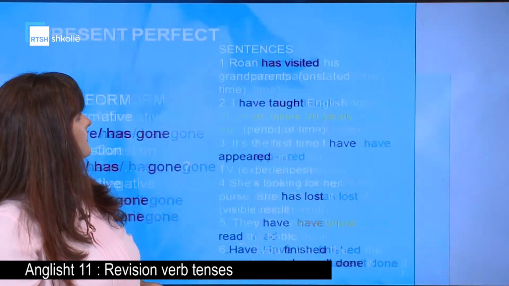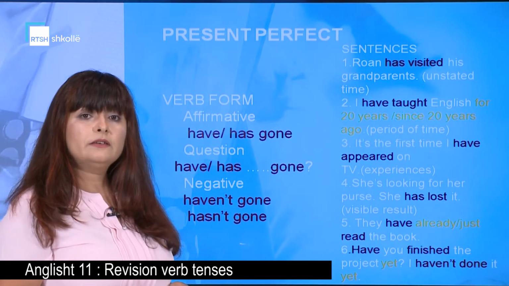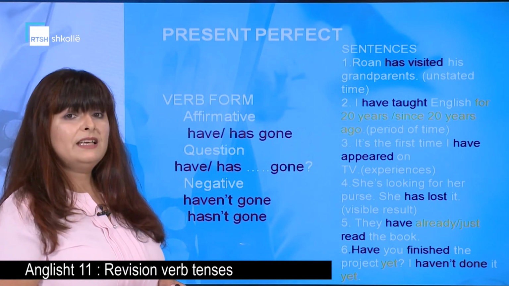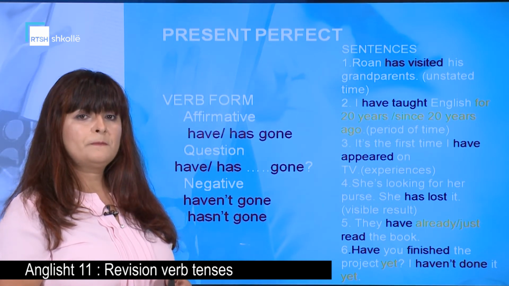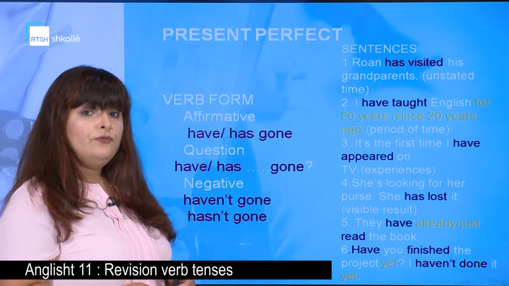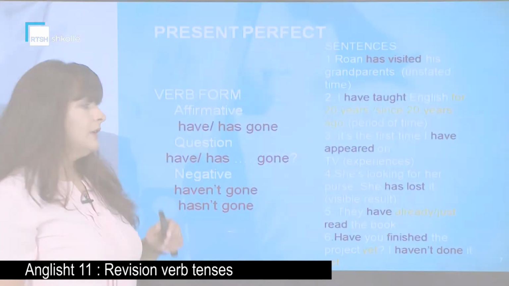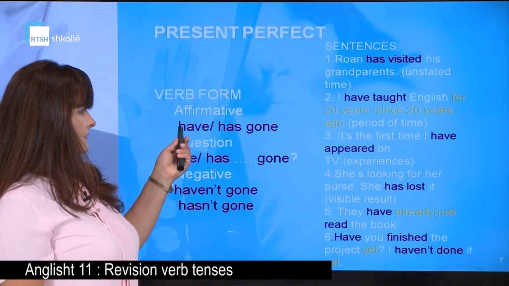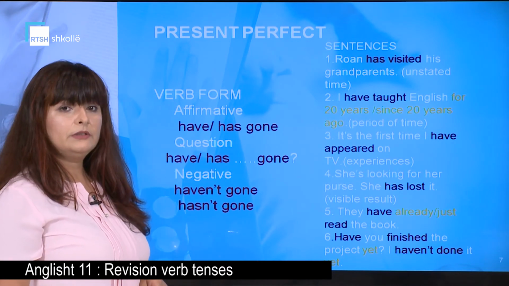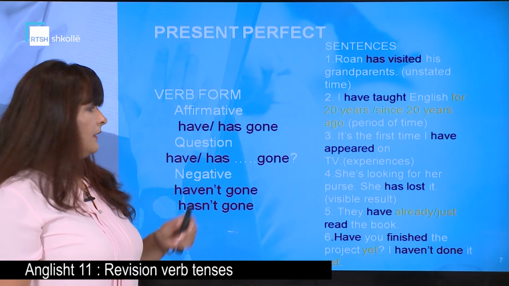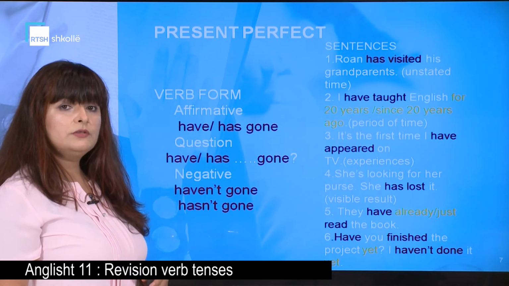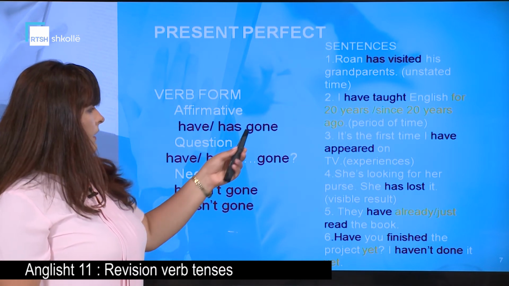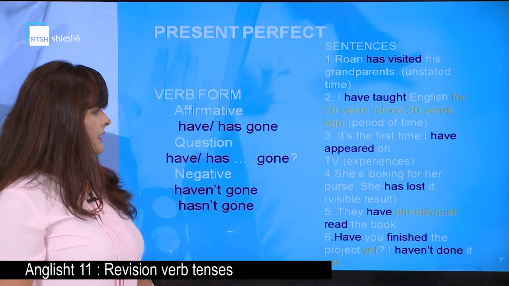Another tense you have dealt with is present perfect. As far as I'm concerned, I like this tense. How is the verb formed? We have the verb have, has, and the past participle of the main verb. Have and has are also used as auxiliary verbs. Past participle, in this case, is gone.